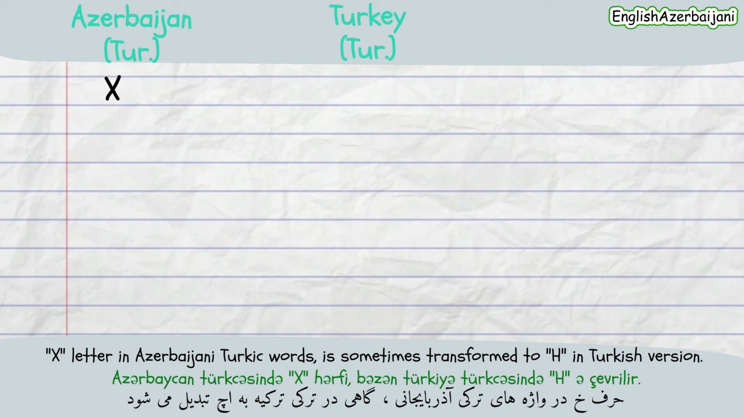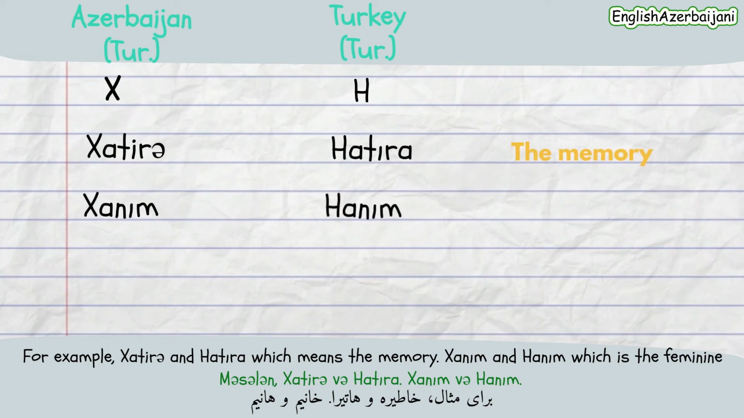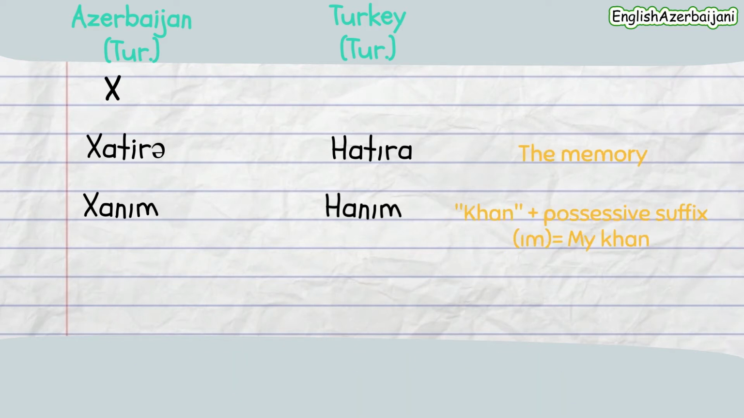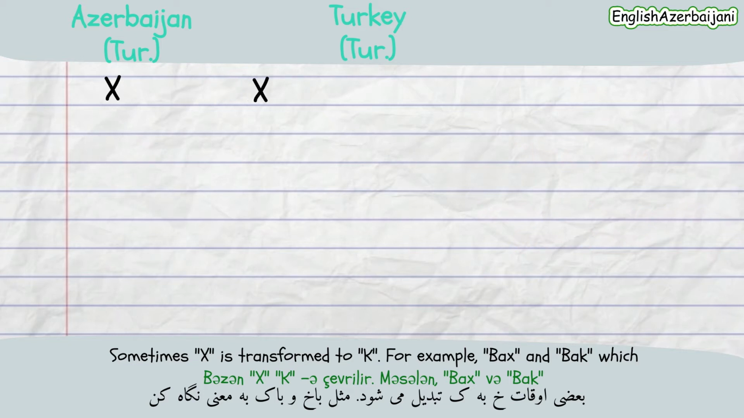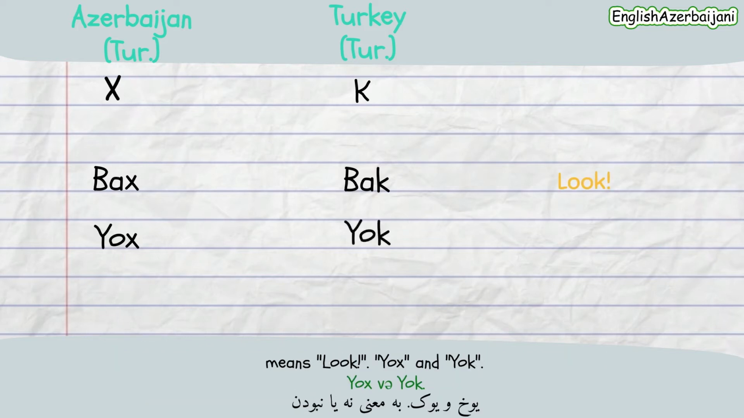X letter in Azerbaijani Turkic words is sometimes transformed into H in Turkish version. For example, hatira and hatura, which means the memory. Hanım and hanım, which is the feminine equivalent of the title Han in Old Turkic language. And sometimes X is transformed to K. For example, Bach and Bak, which means look. Yok and Yok, which means no or not.